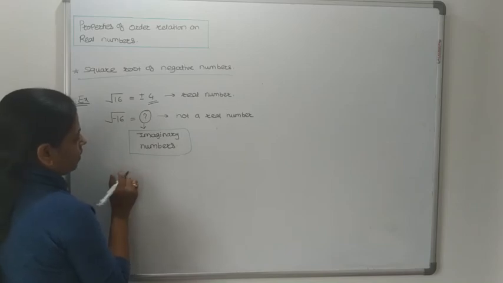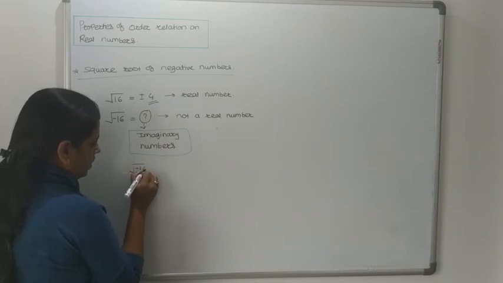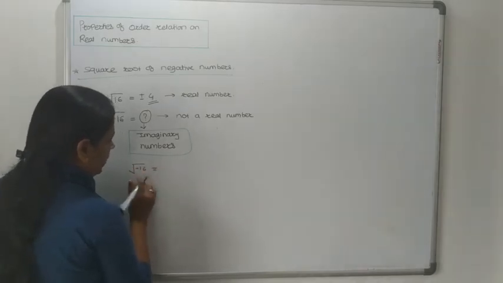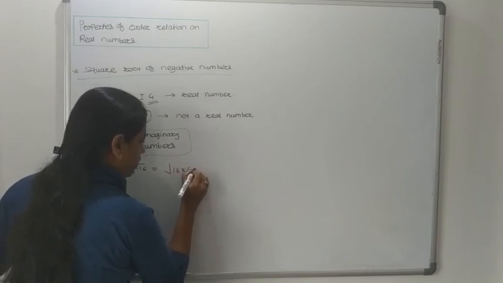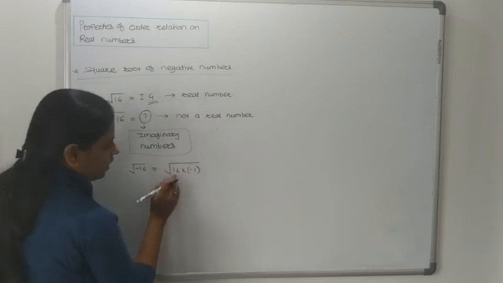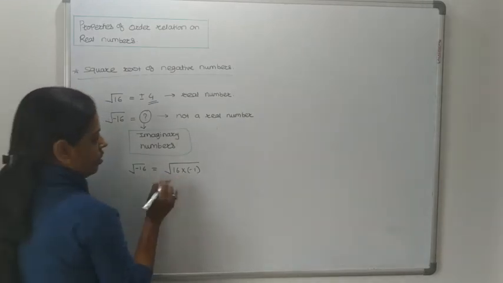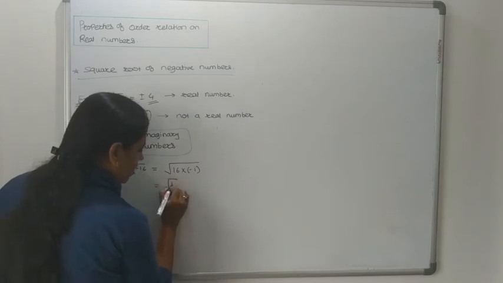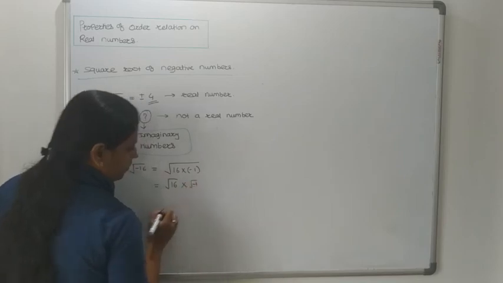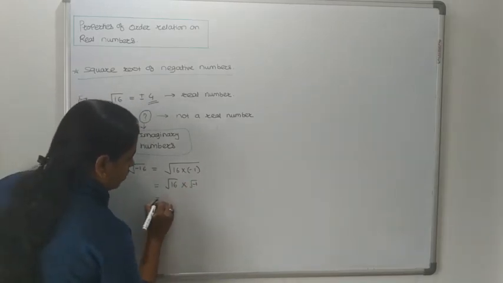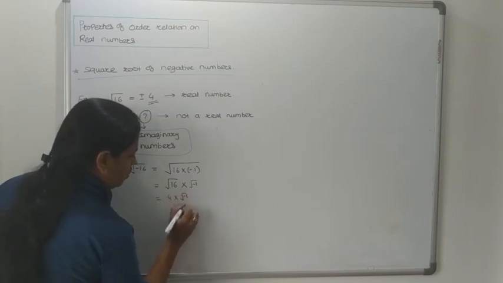When we talk about the square root of minus 16, how do we write this? Write it as 16 into minus 1. It is possible, because when we multiply 16 into minus 1, we get minus 16. So we separate the square roots: the square root of plus 16 is 4, into root of minus 1. Clear?